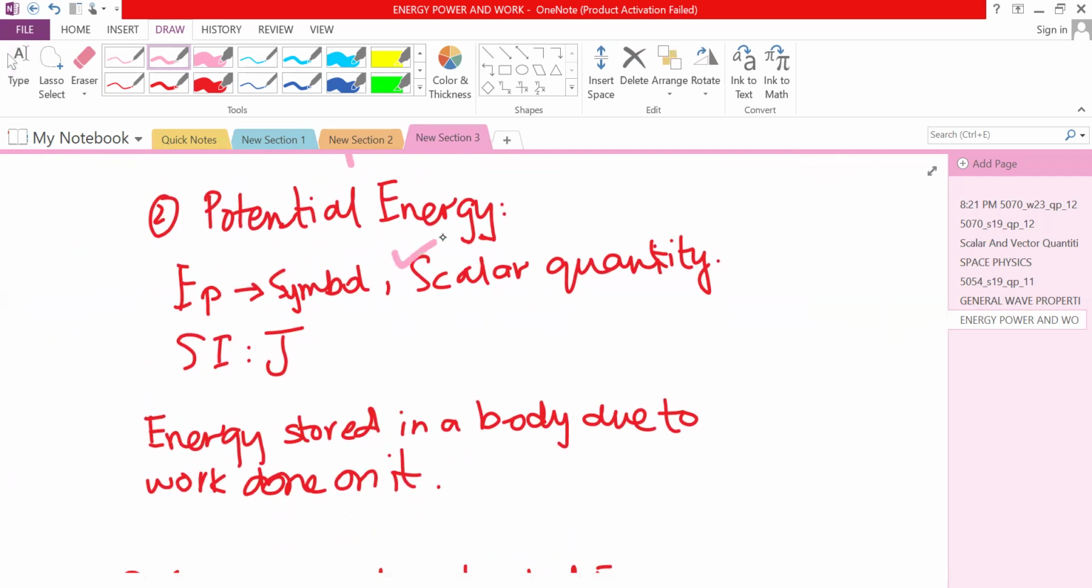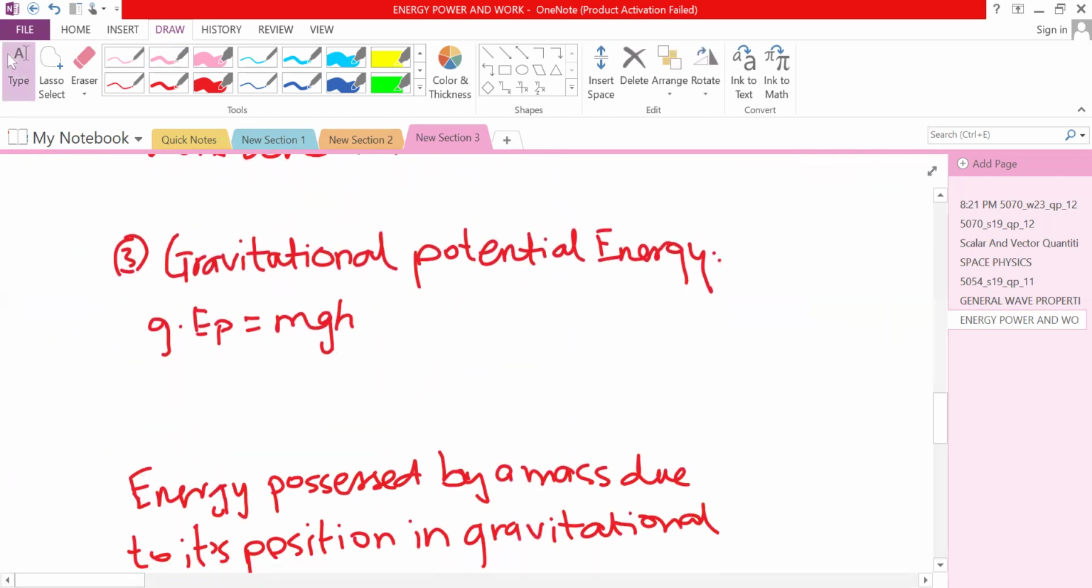Then we have potential energy. Potential energy is also a scalar quantity, its symbol is EP, and its SI unit is also joules. Energy stored in a body due to work done on it is known as potential energy. This is the definition of potential energy, and you have to memorize it.